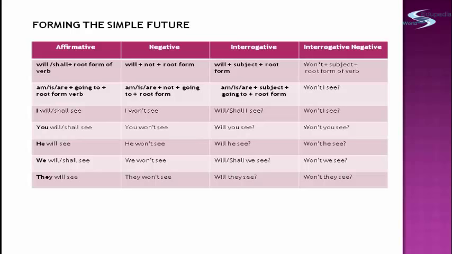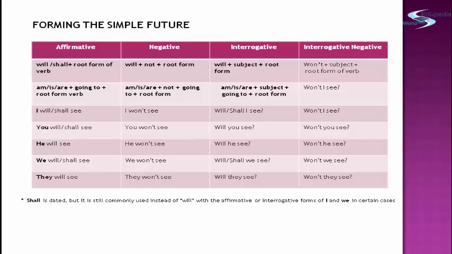In the interrogative negative, the pattern is won't plus subject plus root form of verb. Okay? We don't have this in the going to, but we have the first person, won't I see? For the second person, won't you see? For the third person singular, won't he see? For the third person plural, won't we see? And if we will be using they, won't they see?